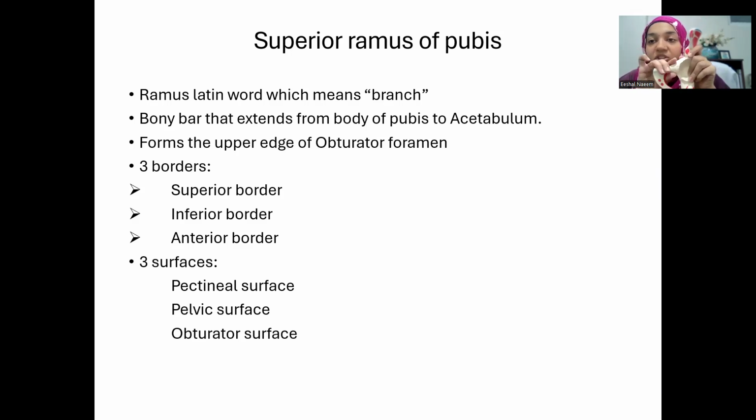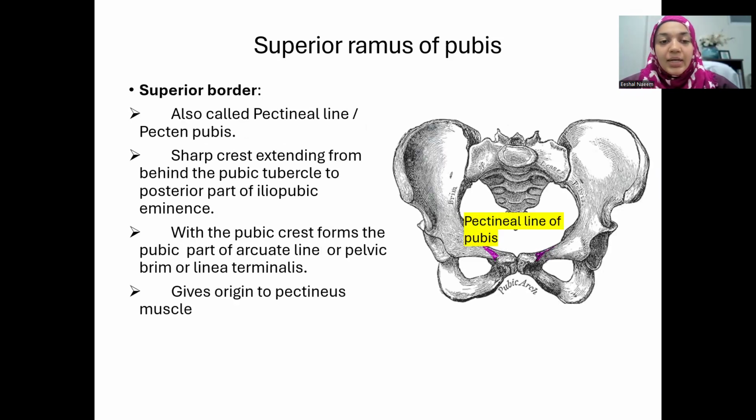These are the three borders, and it gives us three surfaces: the pectineal surface. This is the pectineal surface on which is the pectineal line. Posterior to the pubic tubercle or pectineal line is the pelvic surface, which is facing the pelvic cavity inside. And this is the obturator surface. Why is this the obturator surface? Because the obturator externus and internus are coming off from these areas.